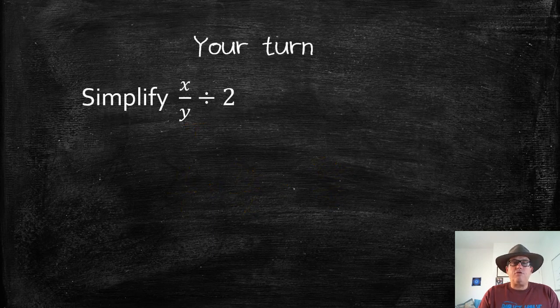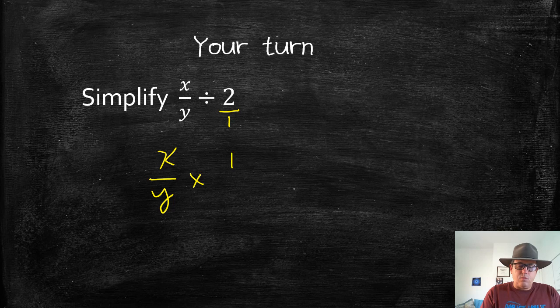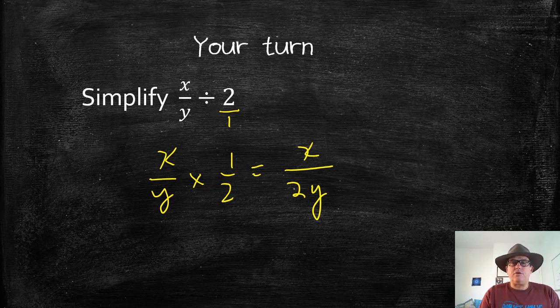Okay, pause the video and you try this one. Okay, 2 is 2 over 1. I'm going to rewrite the fraction, so it's x over y times 1 over 2. Nothing to cancel. I get x over 2y is my solution.